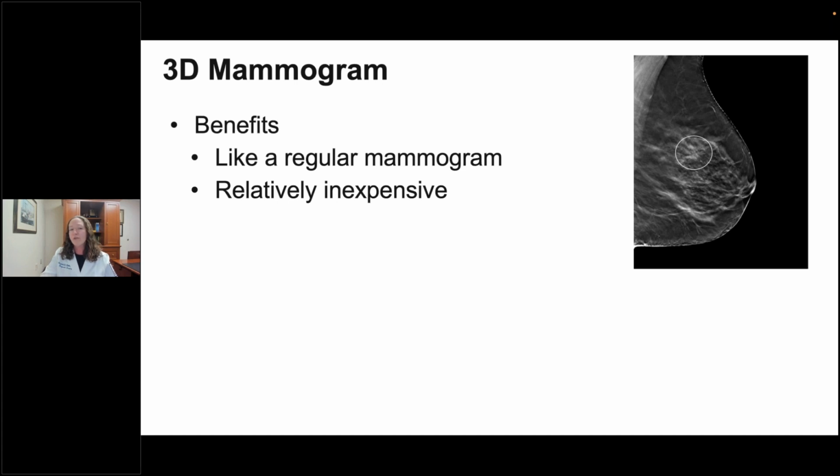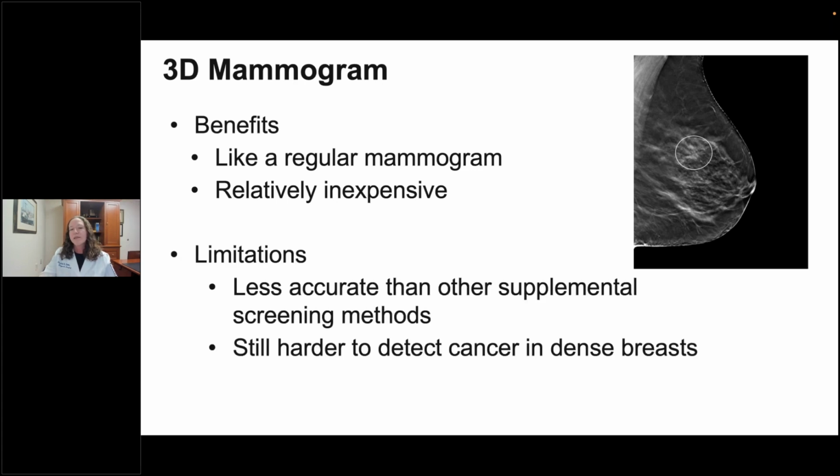So the big benefits of the 3D mammogram are that, like I said, it's just like a regular mammogram from the patient perspective. And it's relatively inexpensive compared to some of the other methods that we're going to talk about next. But some of the limitations are that it's less accurate than other supplemental screening methods. And like I said, it's still harder to detect cancers in dense breast tissue, even with a 3D mammogram.